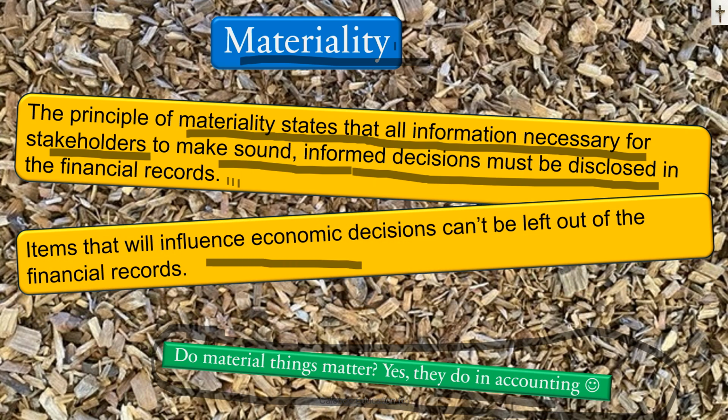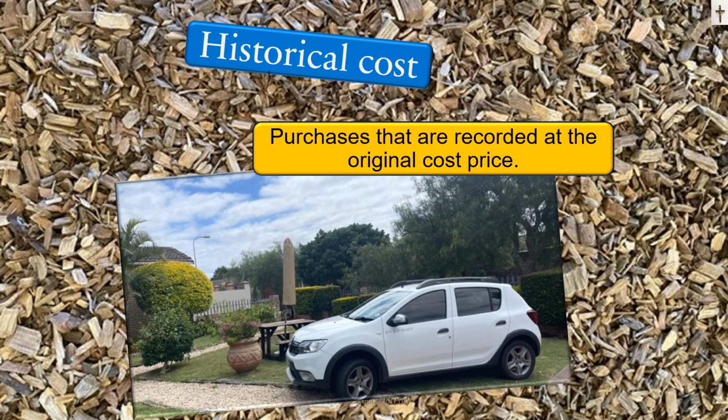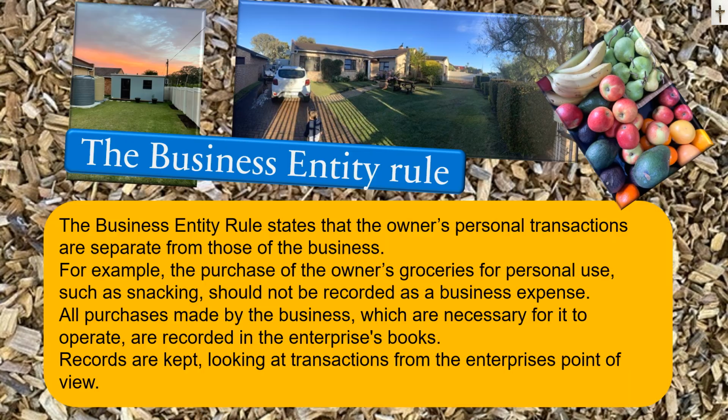Items that will influence economic decisions can't be left out of the financial records. Right, historical costs quite simply means all items, assets need to be recorded at the original cost price. For example, the vehicle that the business owns must be recorded at the historical cost.